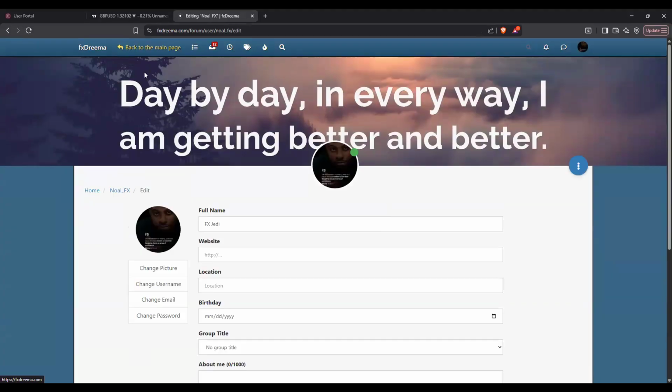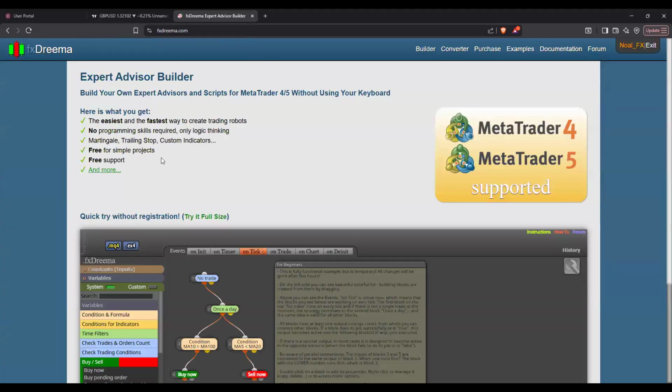Even without paying for it, you can actually use the platform. The only problem is that you'll not be able to download your projects to test them, right? For the free version, you can only do projects that don't have more than 10 connections. But on the FX Dreamer, you can see what it says here. It enables you to build your own expert advisor, your scripts, and all.